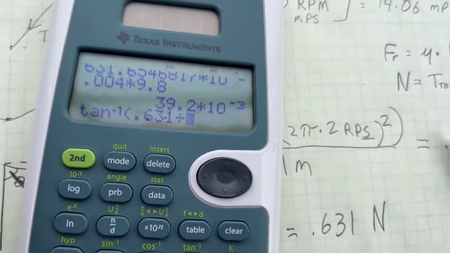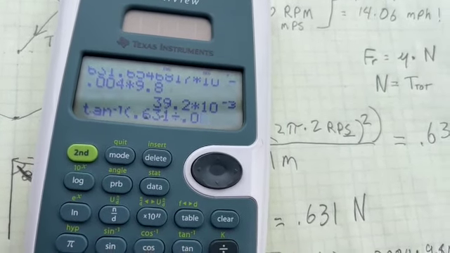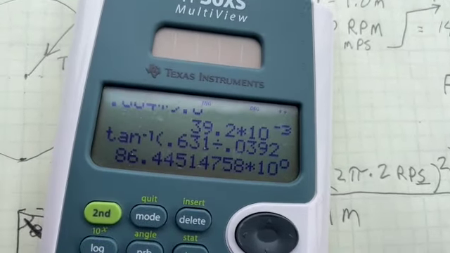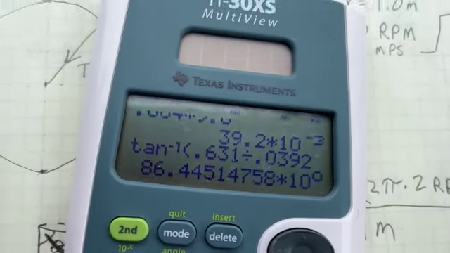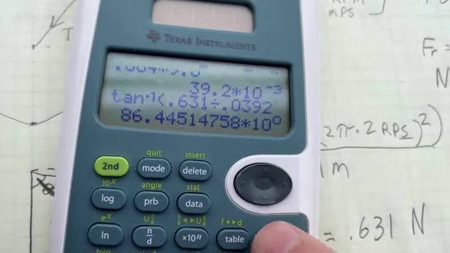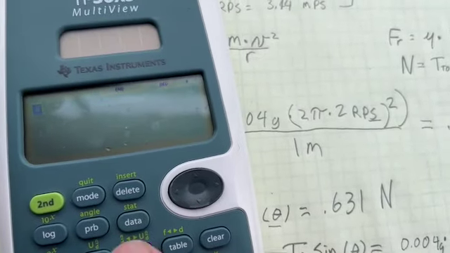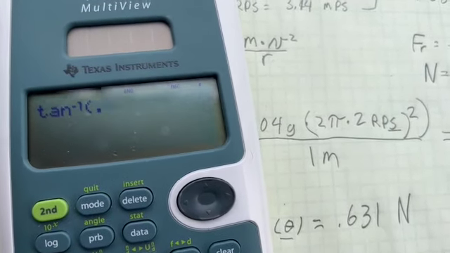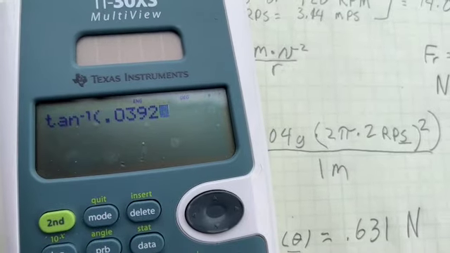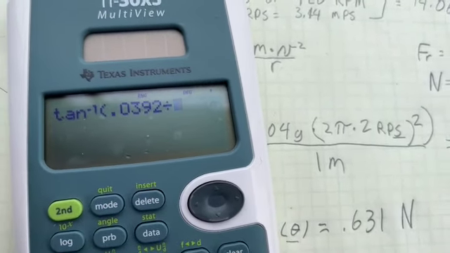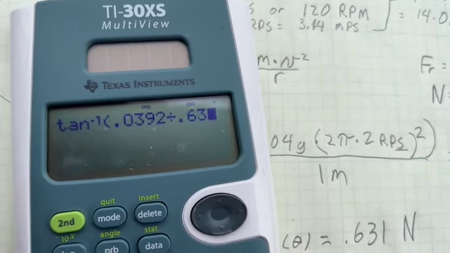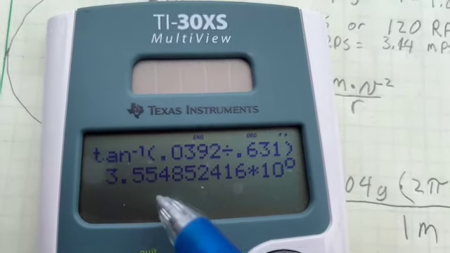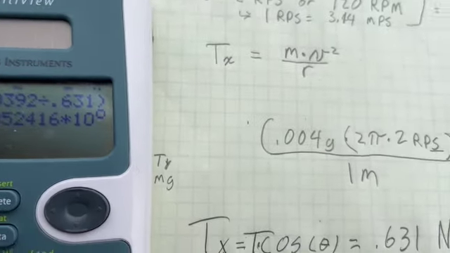0.631 divided by 0.0392. Oops, I did them backwards. I'm so sorry. It's second tan inverse of 0.0392 divided by 0.631. 3.5548, blah, blah, blah. So we'll just call that 3.55 degrees.